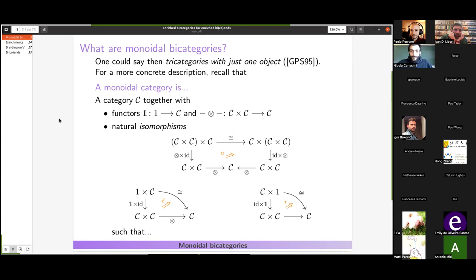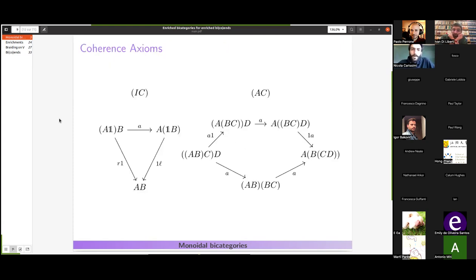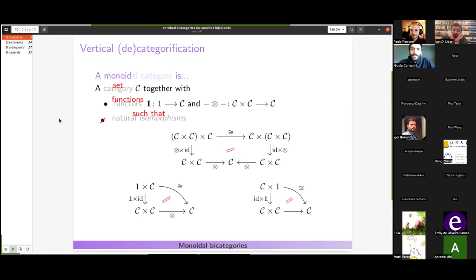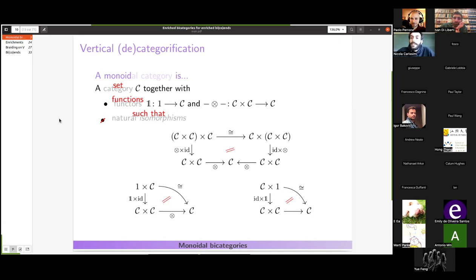And let's see what happens if we decategorify. If we vertically decategorify the notion of monoidal category, we find a set instead of a category C, functions instead of functors, and the top layer of our structure becomes the axioms of a monoid. Those say that the product is associative and there's a unit that does what the unit does.